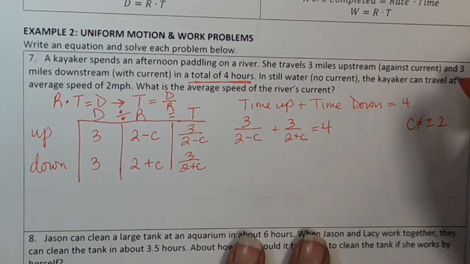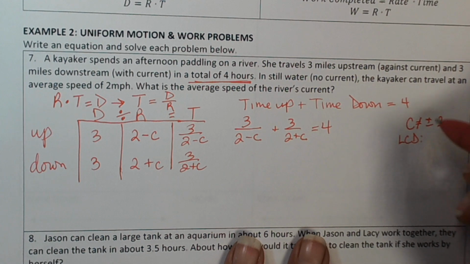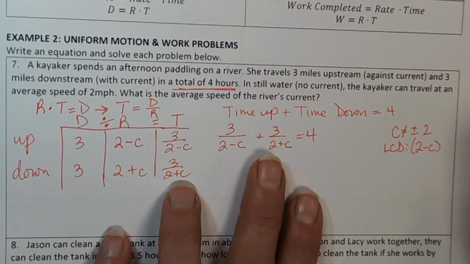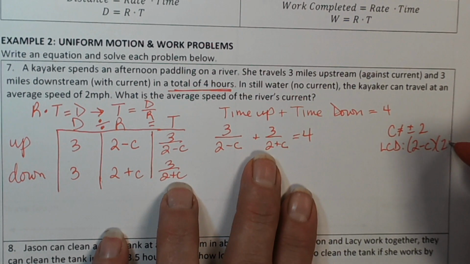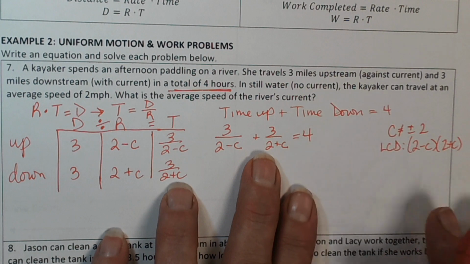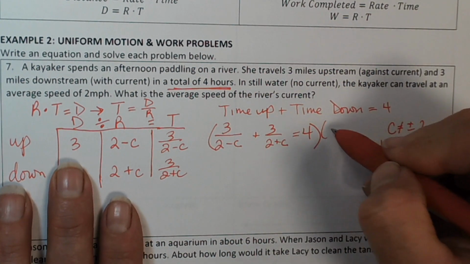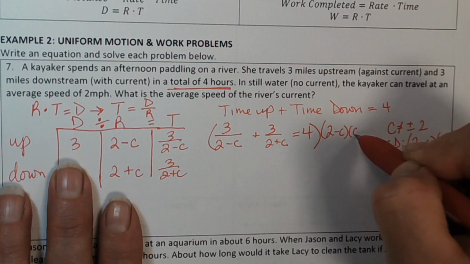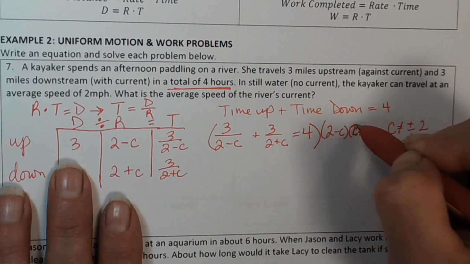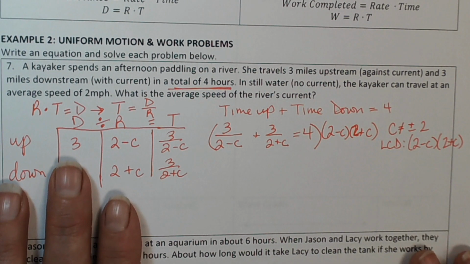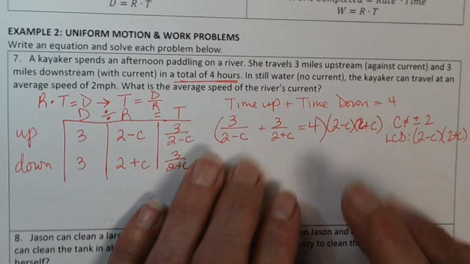So our LCD here is going to be, I'll write it over here, LCD. I have a 2 minus c, so a 2 minus c is part of the LCD. I have a 2 plus c, so a 2 plus c is part of the LCD. So I'm going to take this whole equation and multiply it by 2 minus c, 2 plus c. Oops, sorry, I wrote that backwards. Again, do whatever works best for you. Instead of writing it all out, I tend to cover up parts.